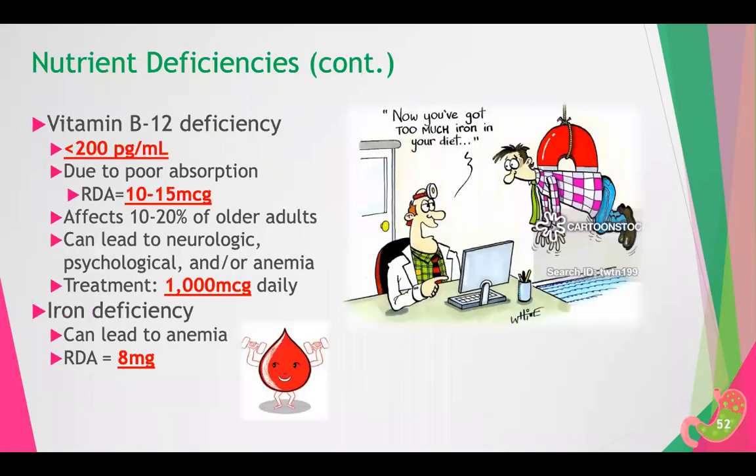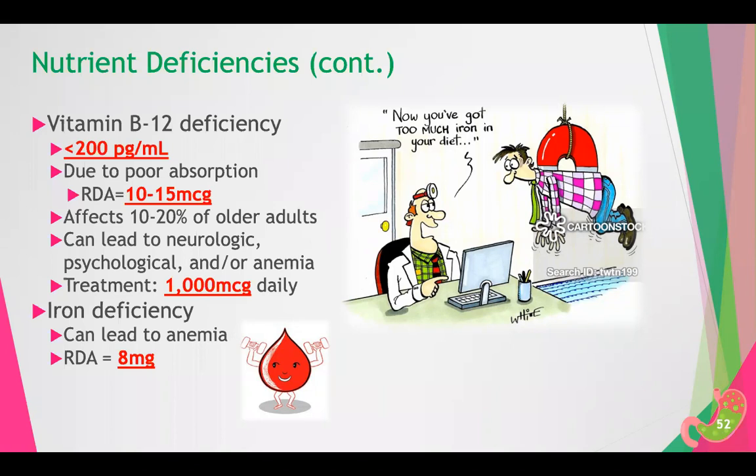With vitamin B12 deficiency, this would be considered a vitamin B12 level less than 200 picograms per milliliter, and it's normally due to poor absorption. And the recommended daily allowance is 10 to 15 micrograms per day. And it does affect 10 to 20% of older adults. And vitamin B12 deficiency can cause cognitive impairment. It can cause neuropathies. It can also cause anemia, which we will talk about in a minute. And the treatment for vitamin B12 deficiency would be 1,000 micrograms daily.